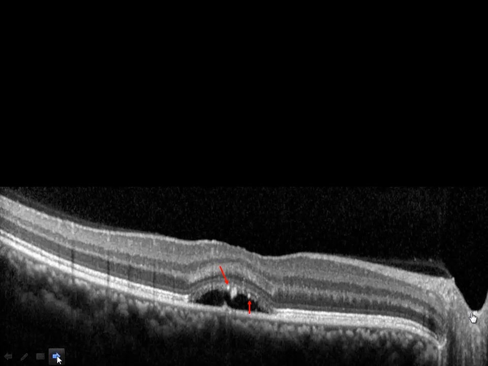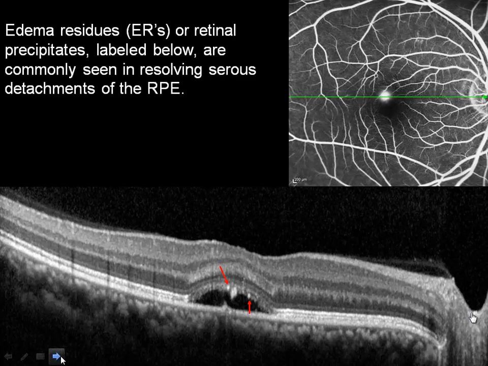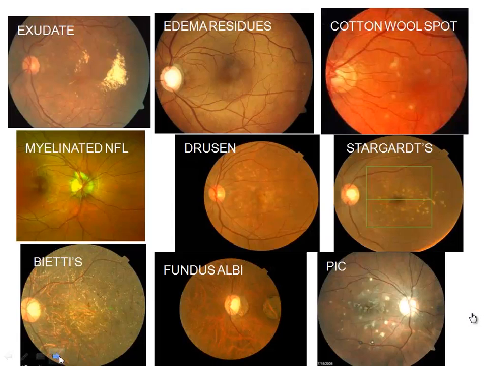Okay, so these are, again, edema residues or retinal precipitates, if you will, really the same, they mean the same thing. And when you see this ophthalmoscopically, what you may just see are little dots in the macula, and you have no idea at what level they are. But now we know, based on OCT, that they're actually at the level of the photoreceptors, because the neurosensory retina is separated from the retinal pigment epithelium. That's helpful in the differential diagnosis of little dots and spots.